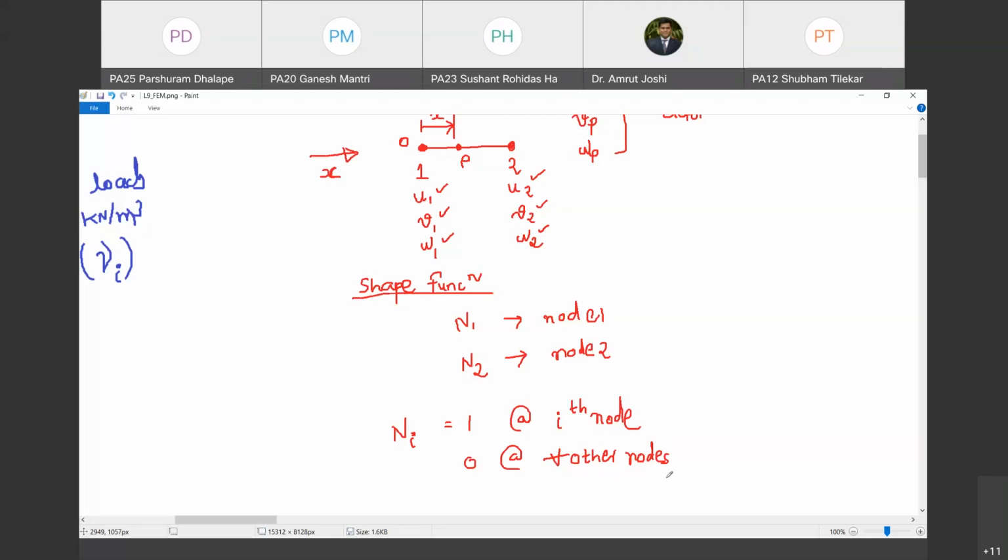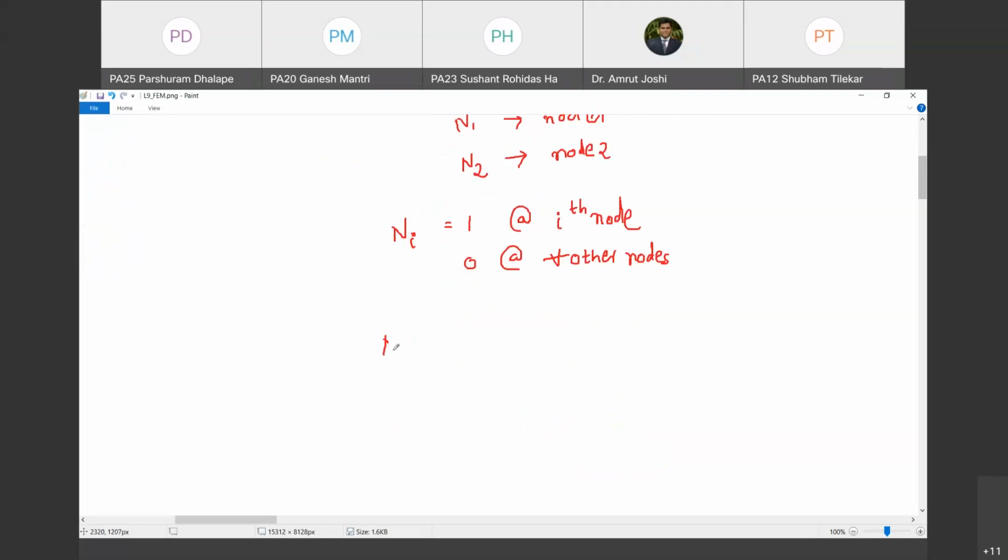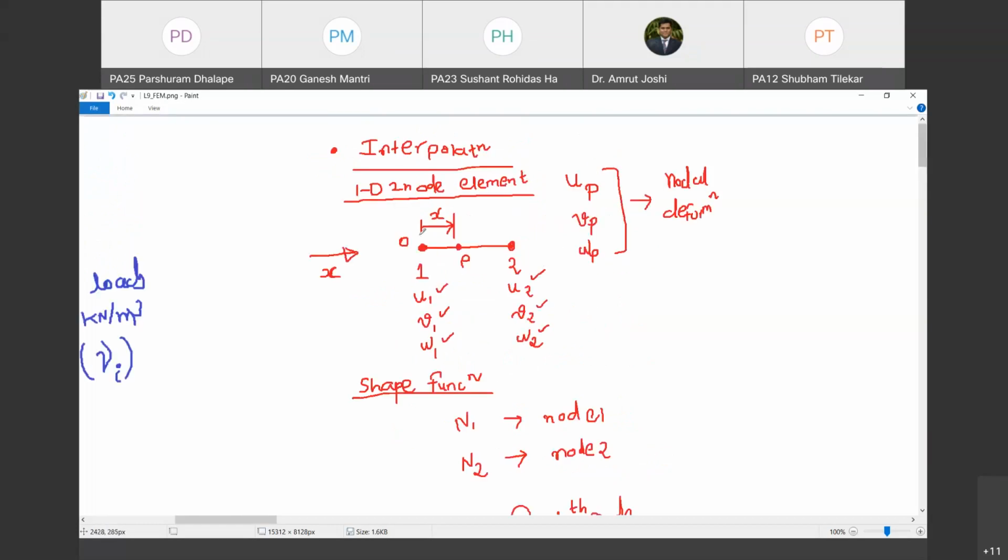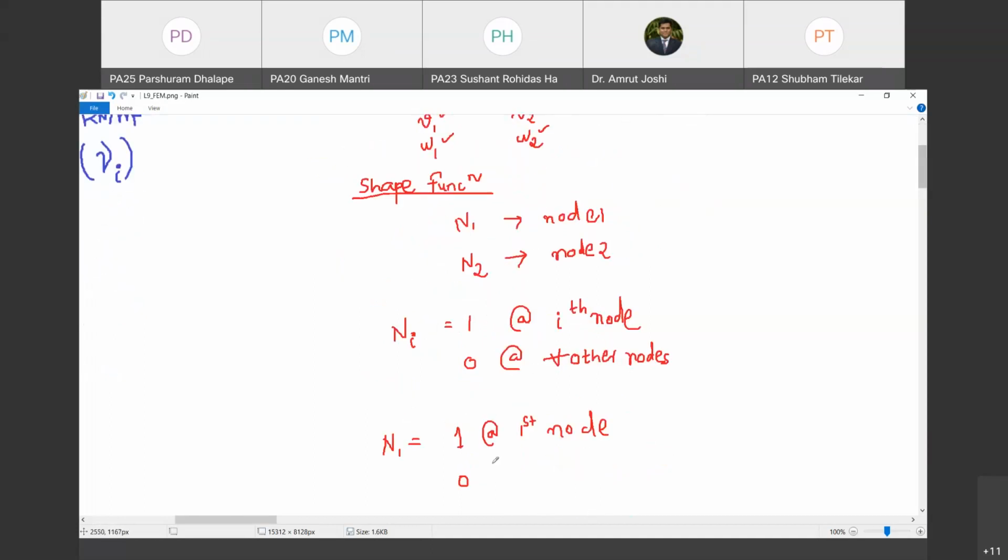Okay. So now let us write down N1. So i becomes 1 here. What is the expectation on N1? N1 should be 1 at first node, and it should be 0 at all other nodes. But how many other nodes are there in this element? Only 1. So it should be 0 at second node. Do you agree with me?